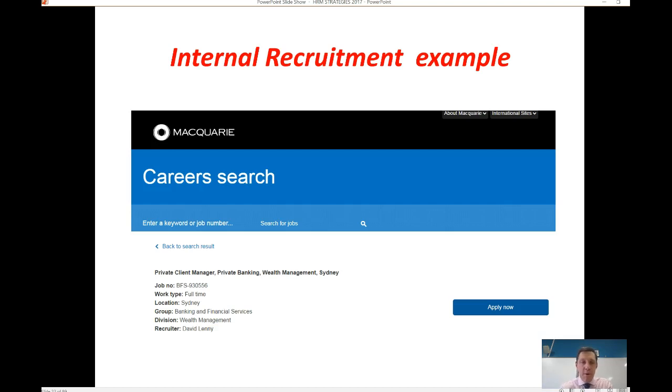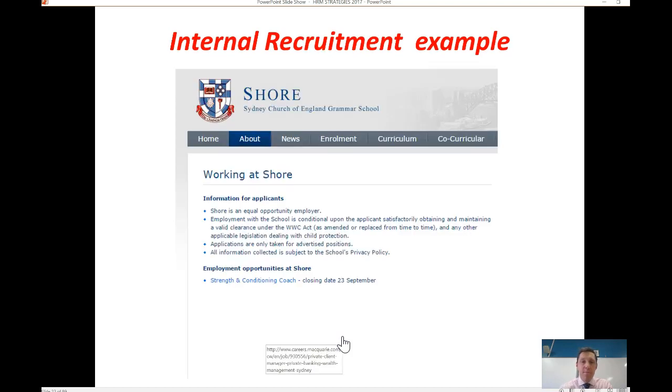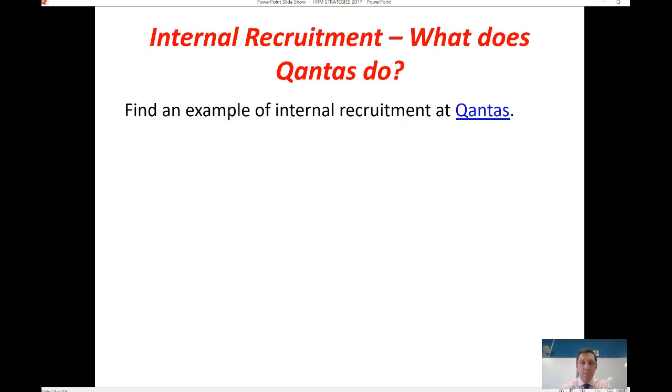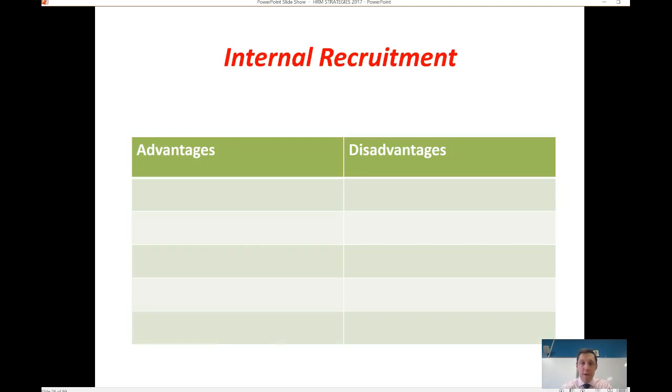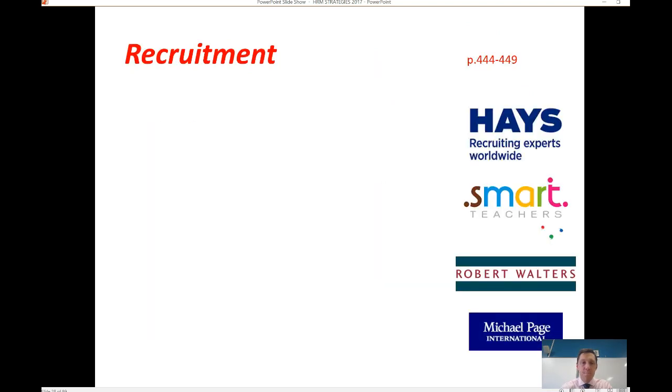So here's an example at Macquarie. You can go to their website and you can look to see what jobs they are recruiting for internally on their intranet. Again, this is just off the Shaw website. Any vacancies are posted up there. When I looked at this, which was admittedly 12 months ago, they were advertising for a strength and conditioning coach, and that was being advertised internally, i.e. on the Shaw website. Okay, we'll do that in class.